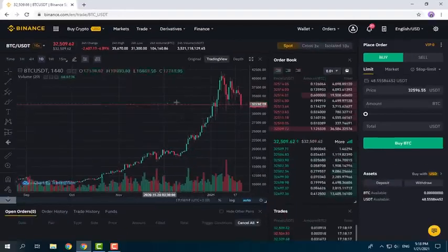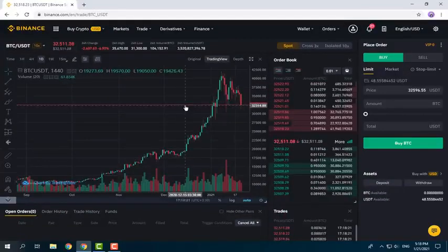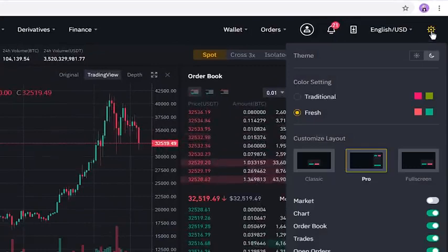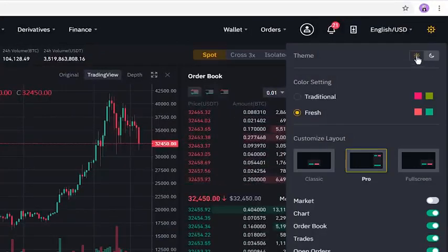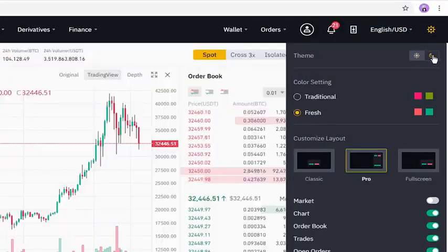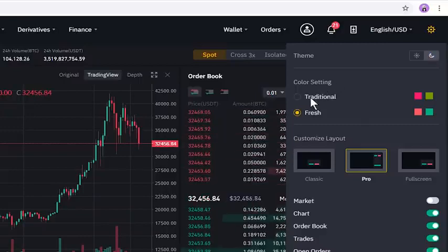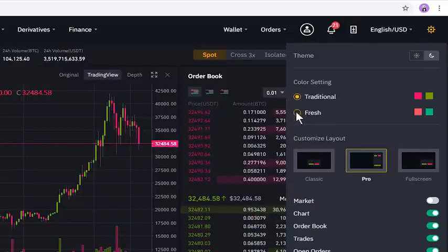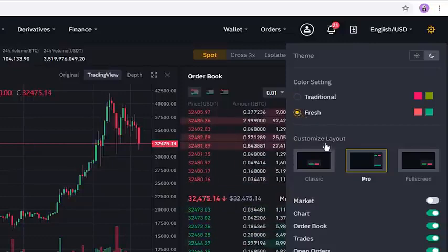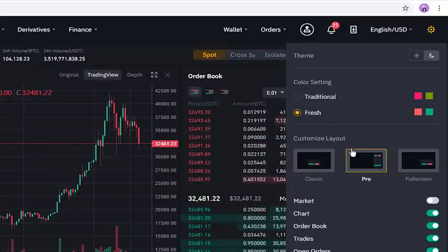All right, here we go. We are in the exchange now. First, let me show you the difference between classic and advanced. Here in the top right of the window, we have the settings button. Here you can switch between light or dark mode, as you can see. And here you can change the red and green color to traditional or fresh. We keep it fresh. And here you can customize the layout of the window, which is actually the classic or advanced that was labeled on the homepage.